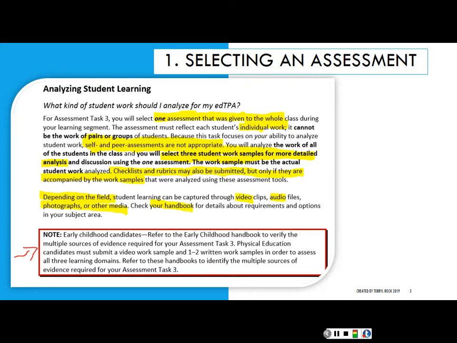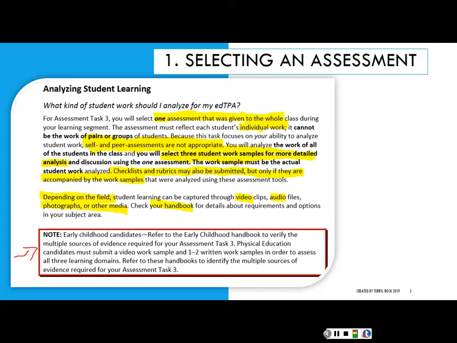So this happens a lot in PE. PE, they want to give me a checklist as a work sample, but it's not. It's documentation, but it's not a work sample. So with kindergarten, make sure you're getting a work sample. It's probably going to have to be a video.